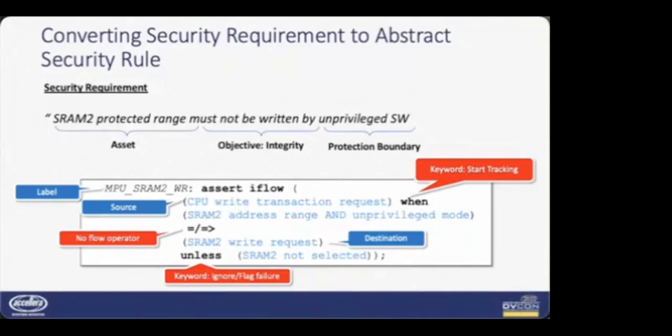We also have an unless clause here, which says to ignore this request if the SRAM2 is not selected. So there are certain designs, and this one was one of them, in which the SRAM2 could be selected or could not be selected. So we want to make sure that when the SRAM2 is selected, then the write transaction from the ARM core cannot go into the SRAM2.